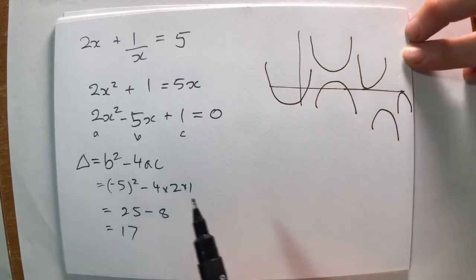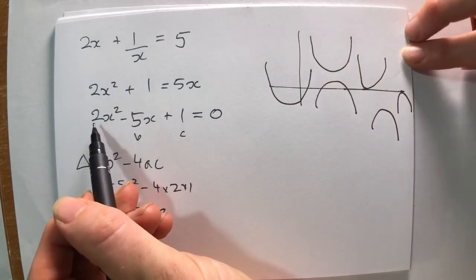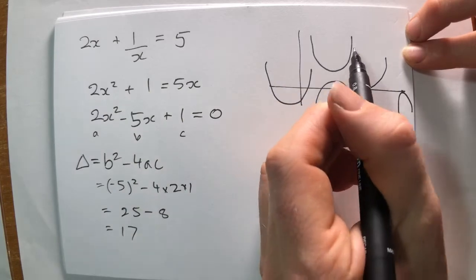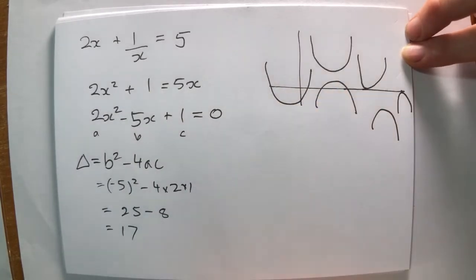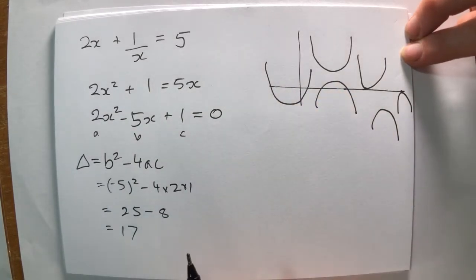And that would all be dependent on the a value in a quadratic. If it's positive, for a y equals, you're expecting one of the smiles. And if the a value is negative, we're expecting a frown. We'll do that another time.